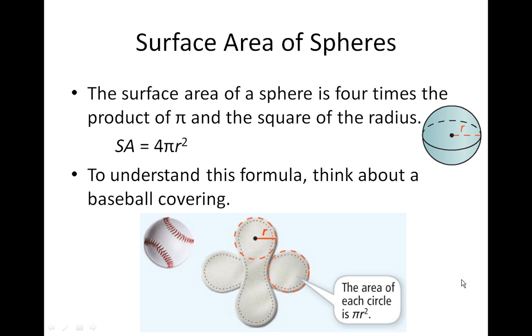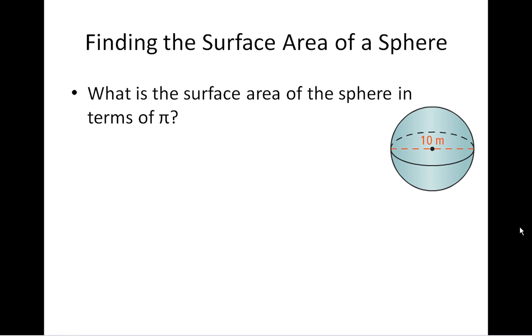Now, in terms of surface area, the formula that we use is 4 times the product of pi and the square of the radius, so 4 pi r squared. And again, although it's hard to flatten it out into a net, if you think about it from a baseball standpoint, you basically have 4 circles that we're adding together to find the surface area, and that's where that formula comes from. So let's look at a couple of examples.